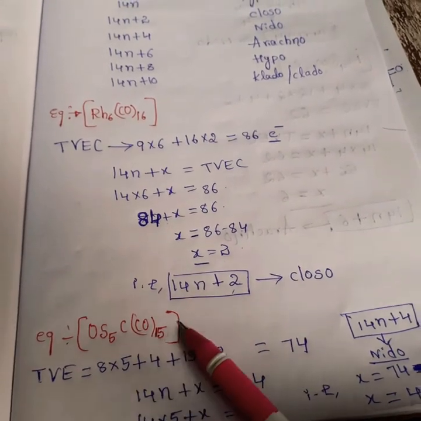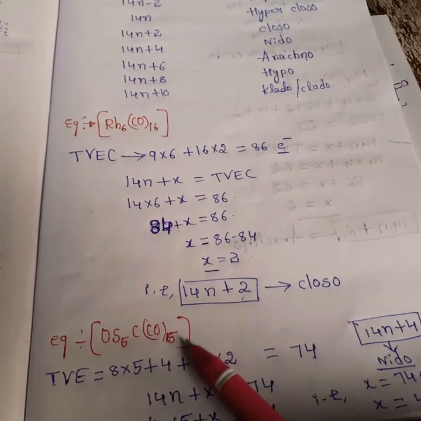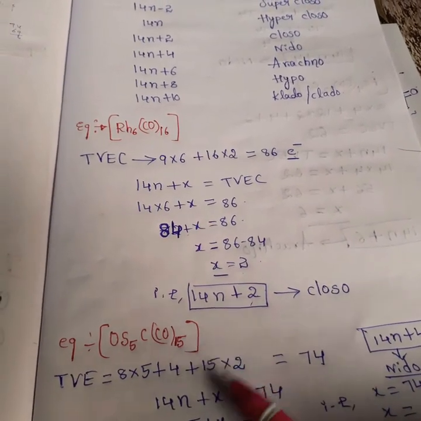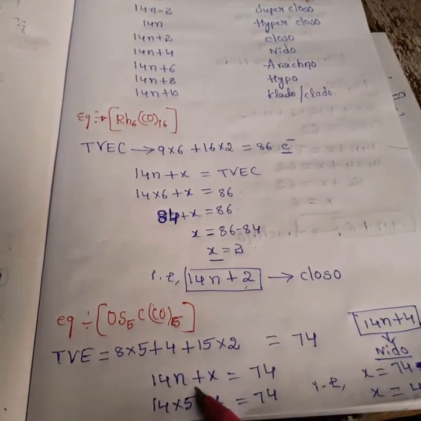The electron contribution by one carbonyl is 2 electrons. So here 15 carbonyls are present, so 15 into 2. And here we will get 74. Now we just have to substitute.